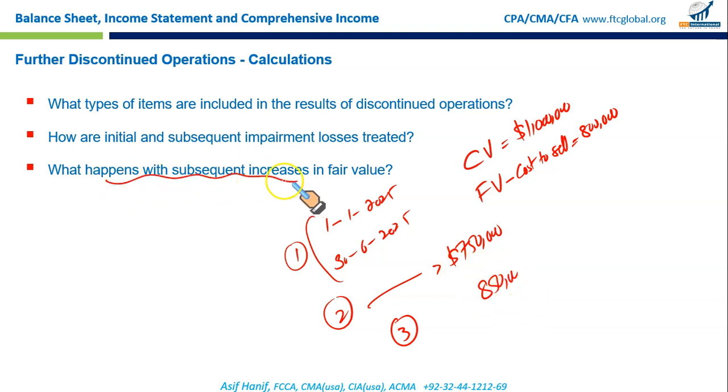What happens with a subsequent increase in fair value? If the fair value increases to 850 due to improved market conditions, what would we do? Since there was an initial loss of $200,000 and the fair value has now increased by $50,000, 800 versus 850, this 50,000 gain will partially offset the impairment loss.